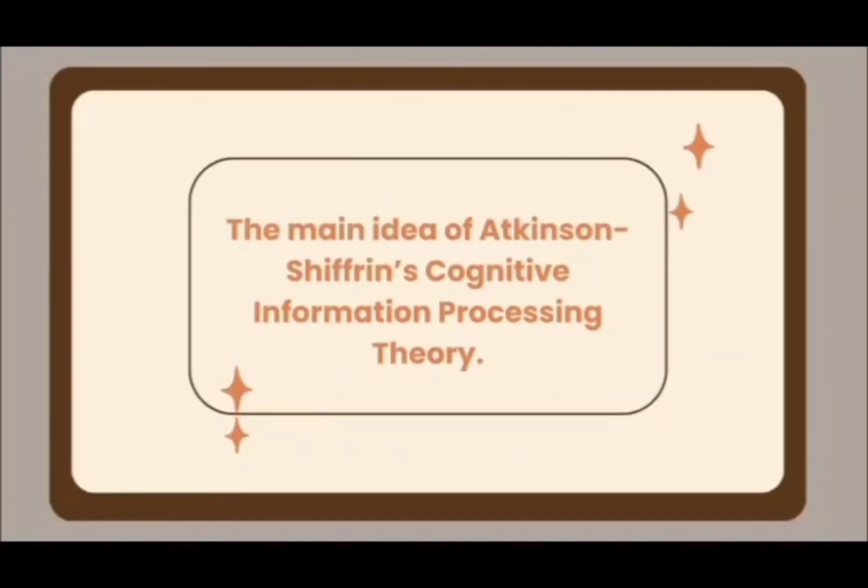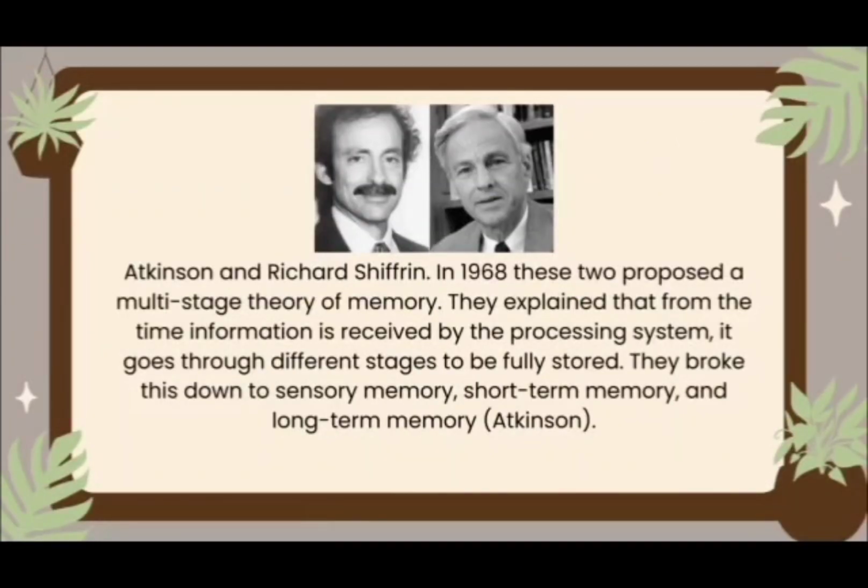So let's move on to the next topic, which is the main idea of Atkinson-Shiffrin's cognitive information processing theory. Richard Atkinson and Richard Shiffrin in 1968 proposed a multi-stage theory of memory. They explain that from the time information is received by the processing system, it goes through different stages to be fully stored. They broke this down into sensory memory, short-term memory, and long-term memory.